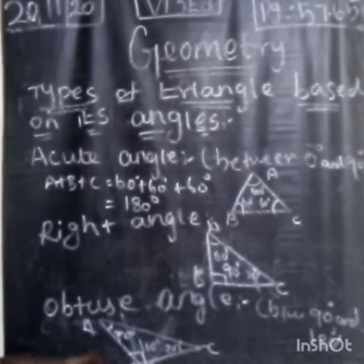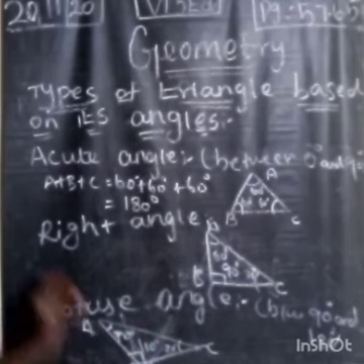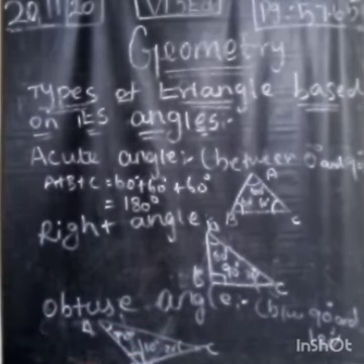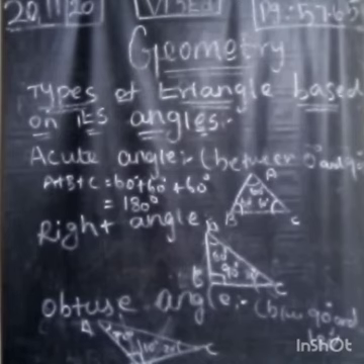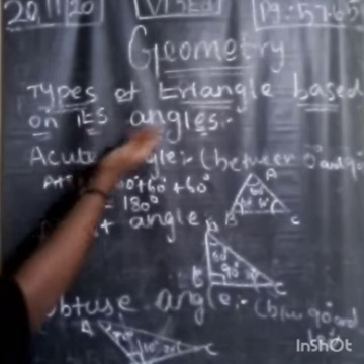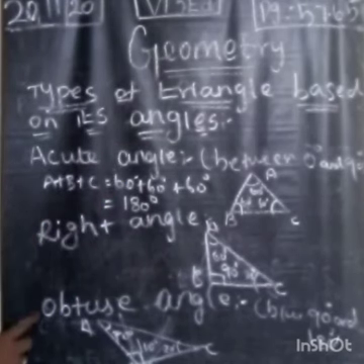So here the triangle has an angle between 90 degree and 180 degree. It is 110 degree, and 110 degree is between 90 and 180 degree. So here it is the obtuse angle triangle. So the types of triangles based on their angles are acute angle, right angle and obtuse angle.